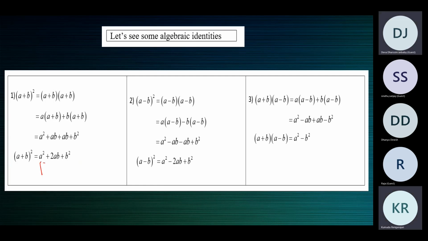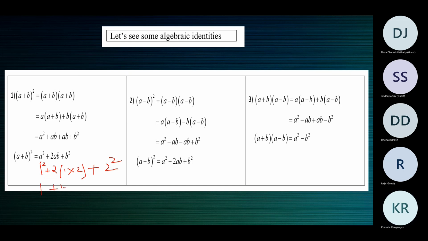1 square plus 2 into 1 into 2 plus 2 square. This is the RHS. So 1 square is 1, 2 into 2 is 4, and 2 square is also 4. So 4 plus 4, 8 plus 1, 9. Are we getting the same value, children, in the LHS and RHS?